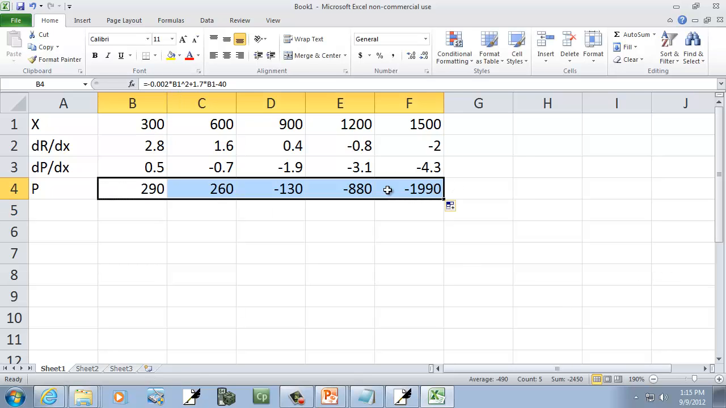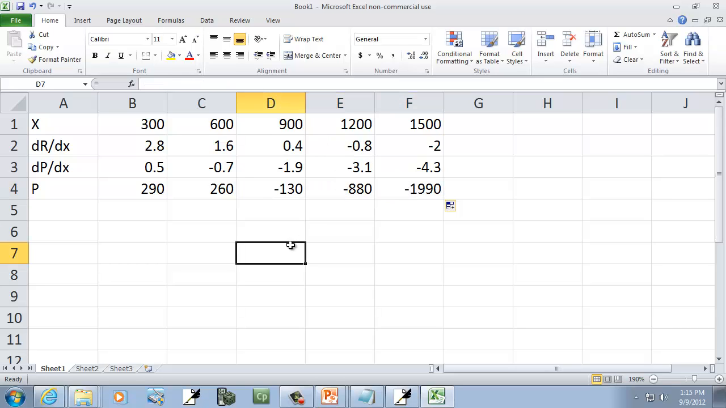Now when I fill right, and I look at any of these, you'll see that it refers to the appropriate cell. This refers to D1. This refers to E1. It refers to F1. Now this is our actual profit. So you see it went from 290 to 260 to negative 130 and so forth.